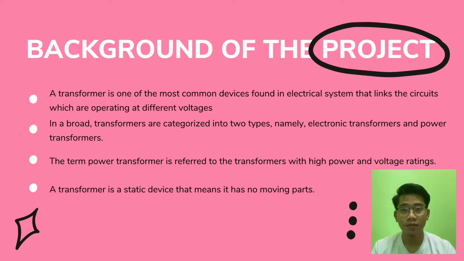A transformer is a static device, that means it has no moving parts. It consists of one or more windings which are magnetically coupled and electrically separated, with or without a magnetic core. It transfers electrical energy from one circuit to another by the electromagnetic induction principle. I will pass my presentation to my friend.